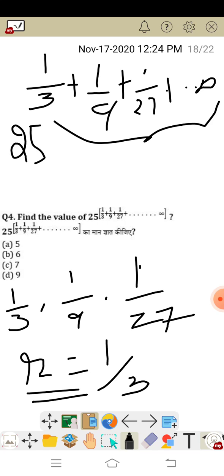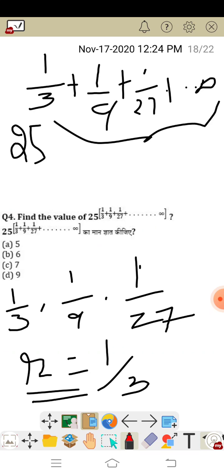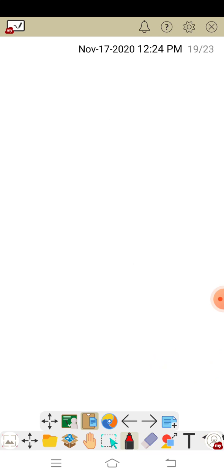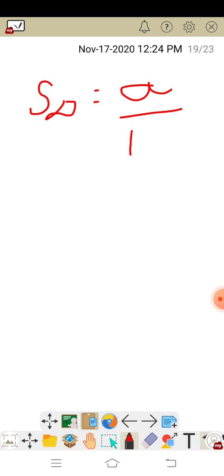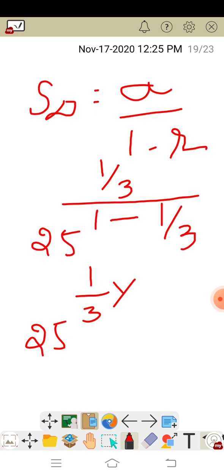Then what we will do is very simple. If I am getting the common ratio 1 by 3, then the first term you also have is 1 by 3. Then you already know that in any geometric progression, S infinity is equal to a by 1 minus r. Just substitute in this: 25 whole to the power of the first term, 1 by 3, divided by 1 minus r, which is also 1 by 3. Then what you are getting is 25 whole to the power of 1 by 3 into 3 by 2.